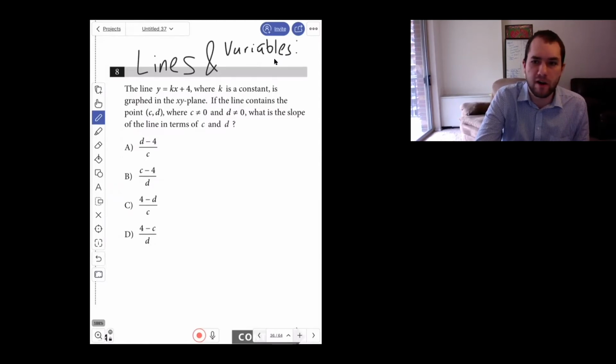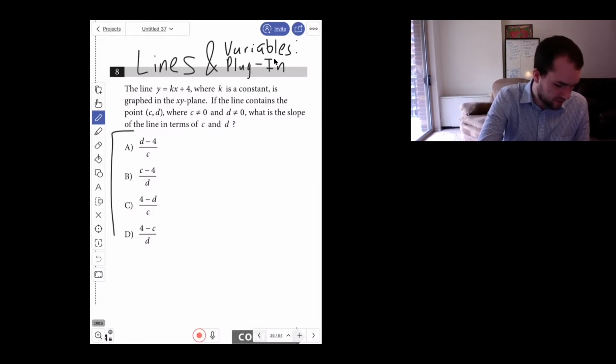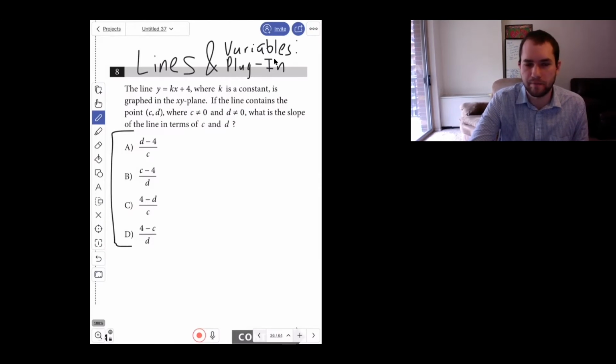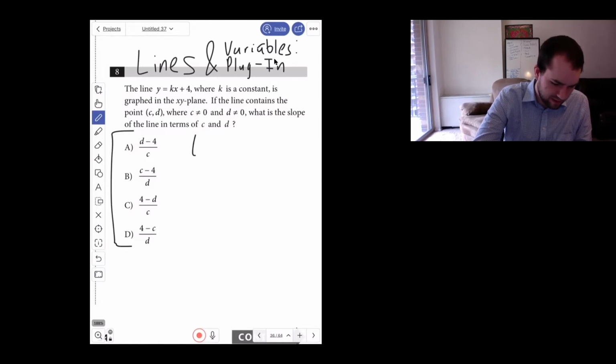Whenever we have a lot of variables like that, and even if we're slightly intimidated, it's always a good idea to try something like plug in or back solve. Here, looking at how the variables are in the answer choices, plug in is probably the right idea. So let's start this question with plug in. We notice that each of the answer choices has a c and a d in it, so it might not be a bad idea to plug in a point c comma d.